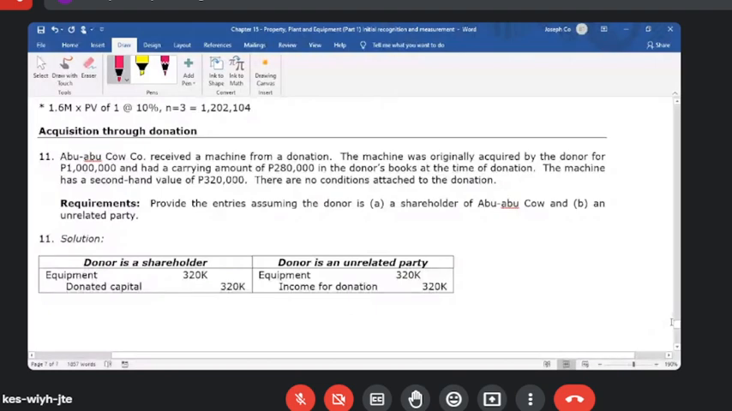And then for donation, no, at par value, yung donated capital, credit po siya sa share premium. And then yung income from donation, credit po siya sa other income. Sa donated capital, any transaction cost incurred, bawas po siya sa donated capital, hindi po siya ika-capitalize. Donation must be recorded at par value.